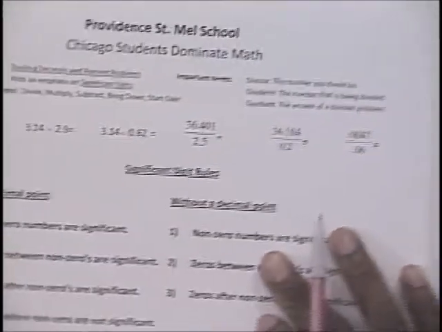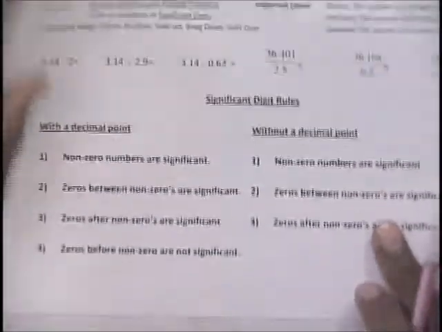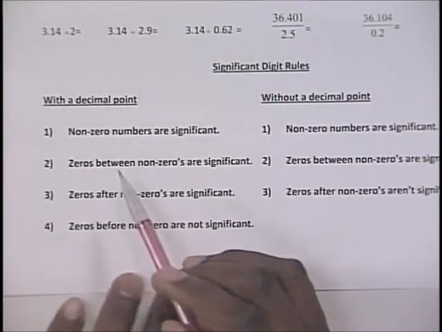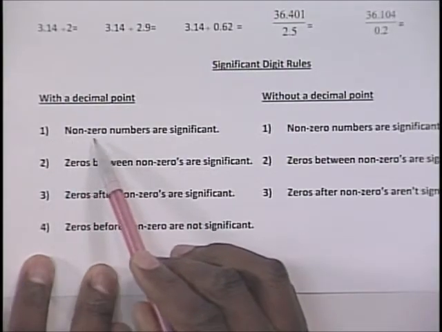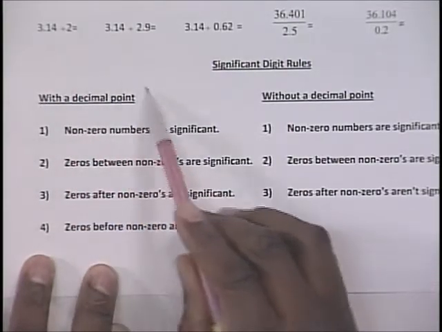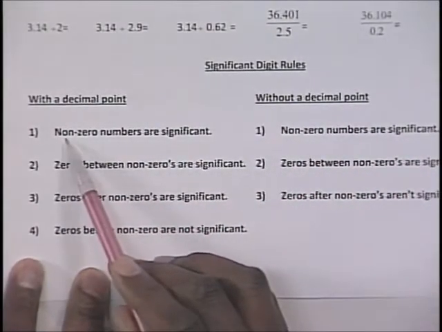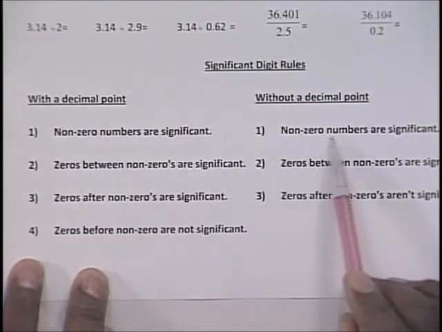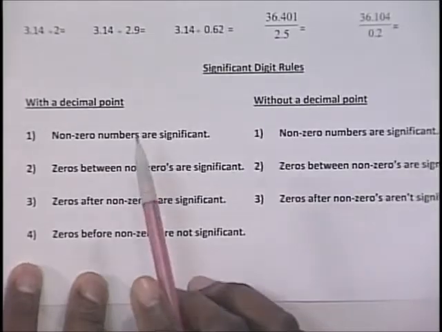Well, actually, let's first look at significant digits and some of the rules that apply. A number is significant if it's a non-zero number, whether you have a decimal point or you don't. What this says is all non-zero numbers are significant, whether you have a decimal point or you don't have a decimal point.